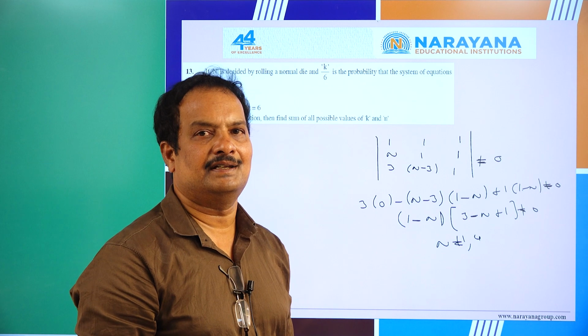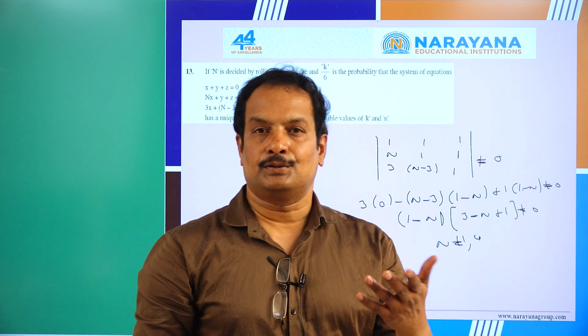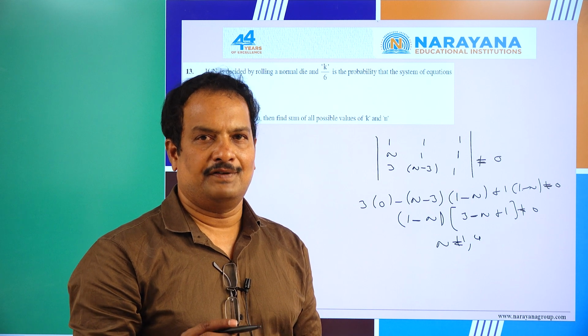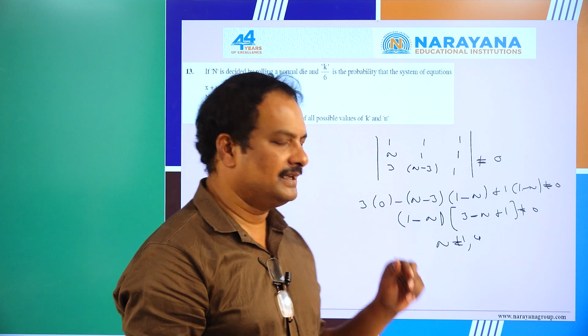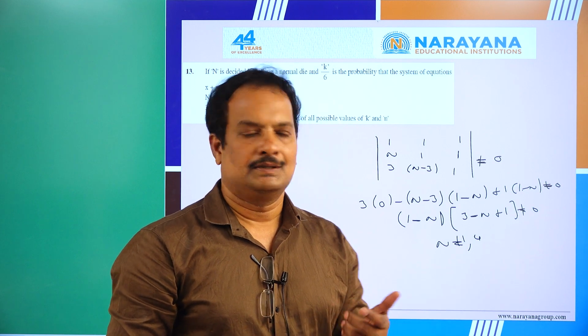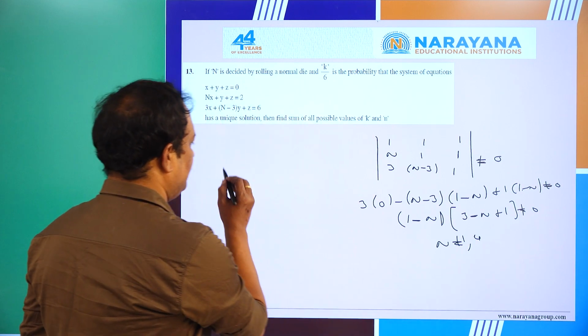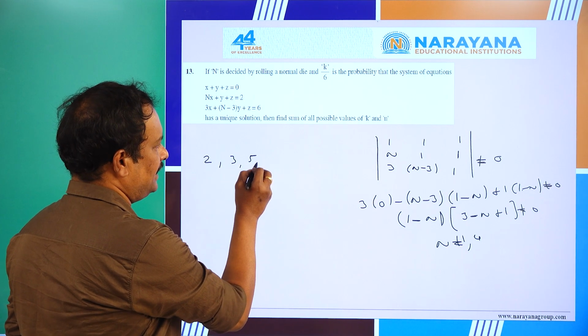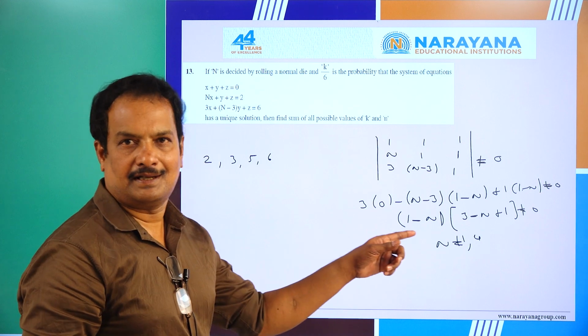So what are the values it can take? N is decided by throwing a die, so 6 possibilities are there for n: 1, 2, 3, 4, 5, 6. But among them, n cannot take 1 and 4, because the system has a unique solution. So what are the possible values of n? Possible values of n are 2, 3, next 5 and 6, because 1 and 4 it cannot take.